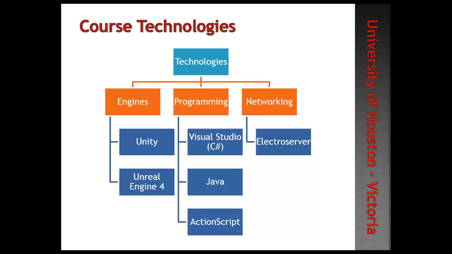And the network socket server that we are going to use in this class is called ElectroServer. ElectroServer is actually a free socket server, and it's fairly easy to use. So we're going to use this socket server for our network backbone, basically. There are free downloads for ElectroServer. For this class, I believe we are going to use ElectroServer 4, and I have links to the resources that I'm going to later on talk to you about.